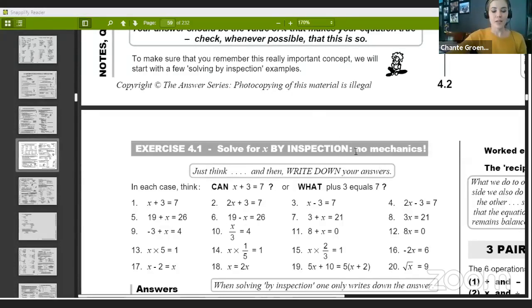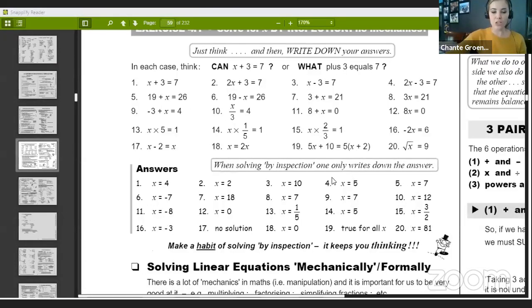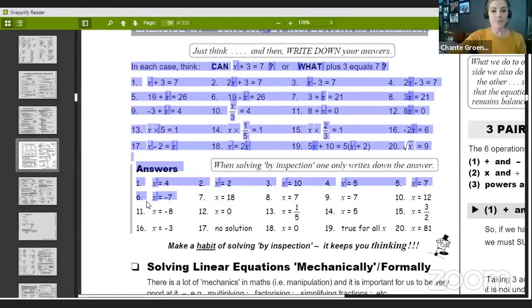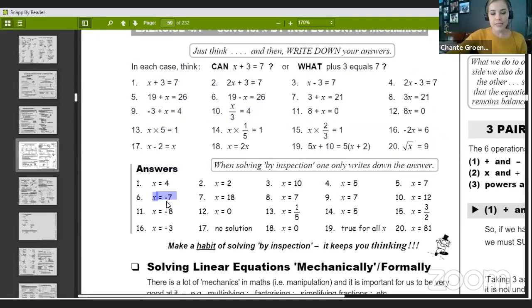Okay, great. So let's go to the answers. As I see most of you are done. I asked you to do number 6. Here's number 6. So how did I get to x is minus 7? Let's go back to number 6. Can you see this is the easy one?